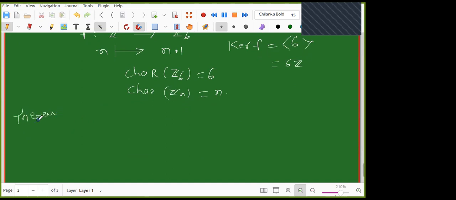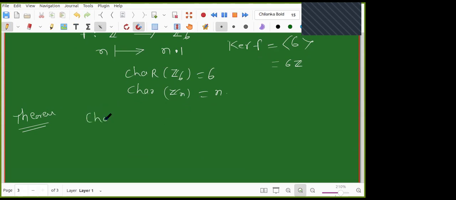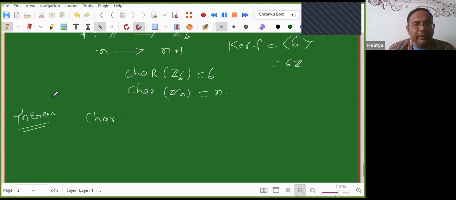The characteristic of a field is a prime number. Yeah, but I'll prove a much bigger version. What is that? The cardinality of finite fields. No, no. I know that today I'm doing finite fields, but apart from the characteristic of a field, I'll do much better.